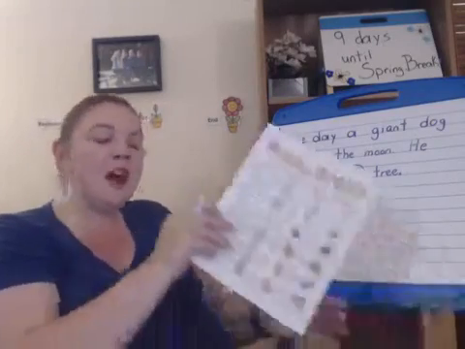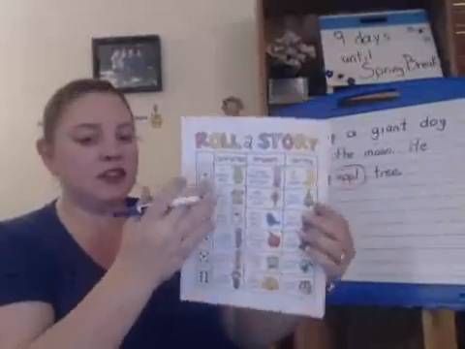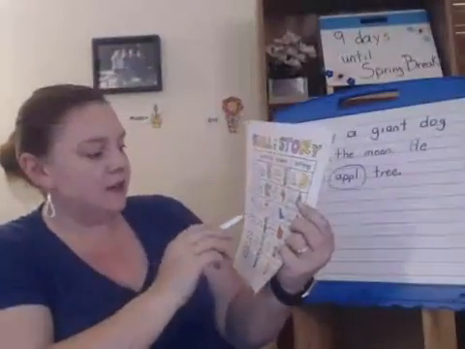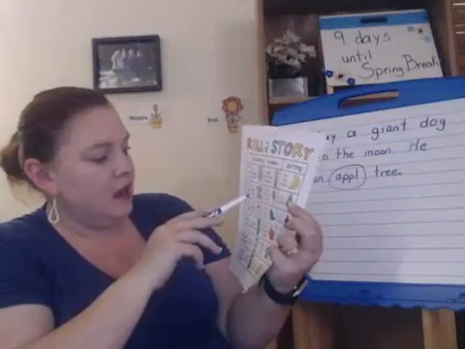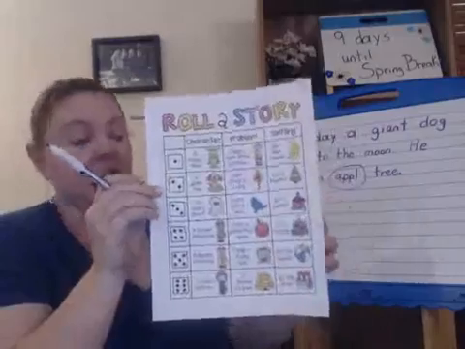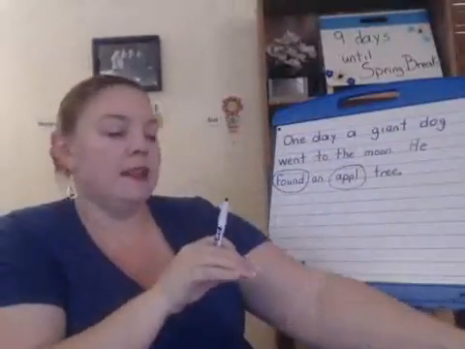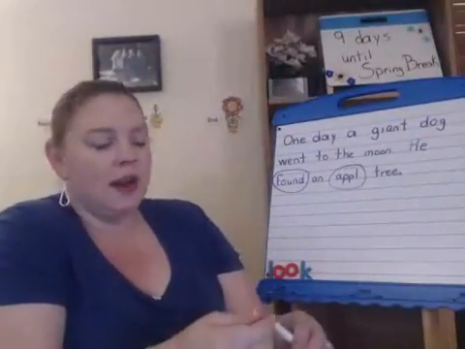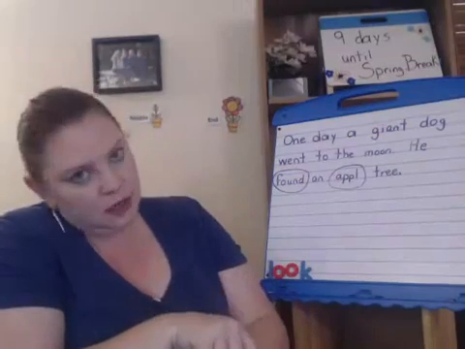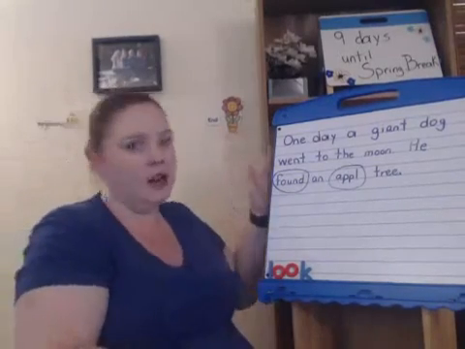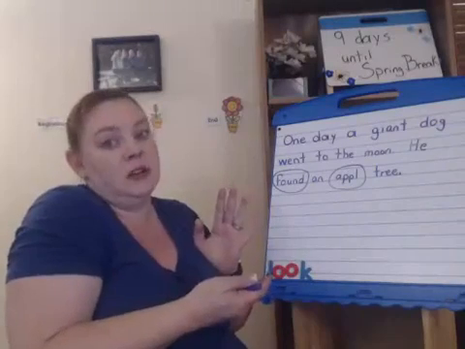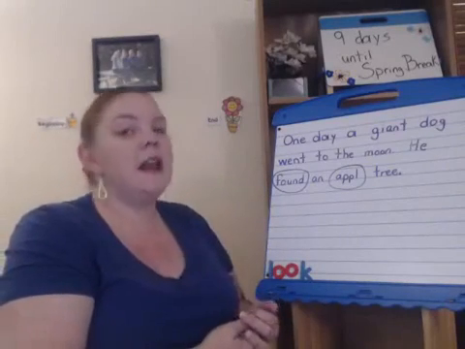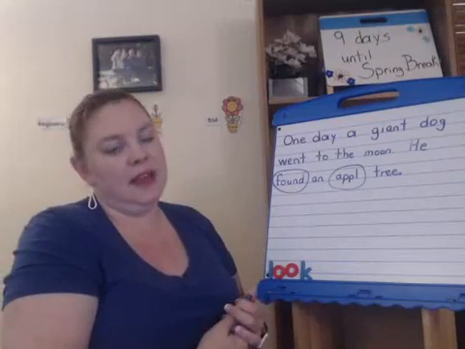So yours may not be just like mine. When you roll the dice, you may have gotten a clever detective turns into a bird at school. You may have gotten a happy alien gets stuck in a fire at the store. You could have gotten lots of different things. So the stories are not going to be the same, and that's the beauty of writing a story. And like we said, this is a fiction story. This is not a real story. A giant dog could not go to the moon and find an apple tree. That's how I know this is fiction. But can I write a story that has that? Absolutely. You can write a story that has that.